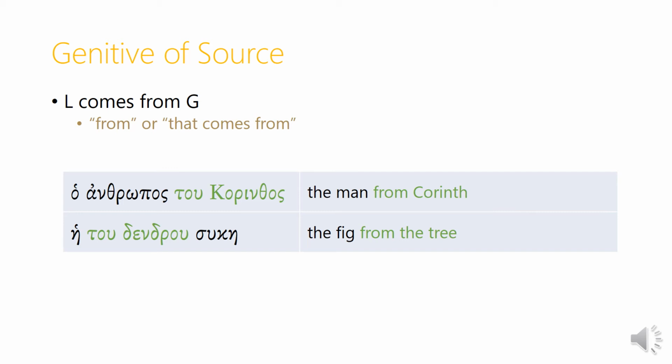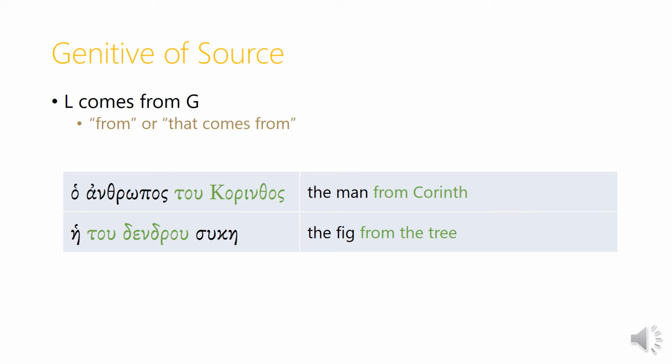With the genitive of source, the lead nominal comes from the genitive nominal. And so we often will gloss this with from, or that comes from. So, ha anthropos to Corinthos is the Corinth man. What's the relationship between Corinth and the man? Well, probably it's the man who comes from Corinth, or the man from Corinth. He to dendrusuke, the fig tree, the tree fig.